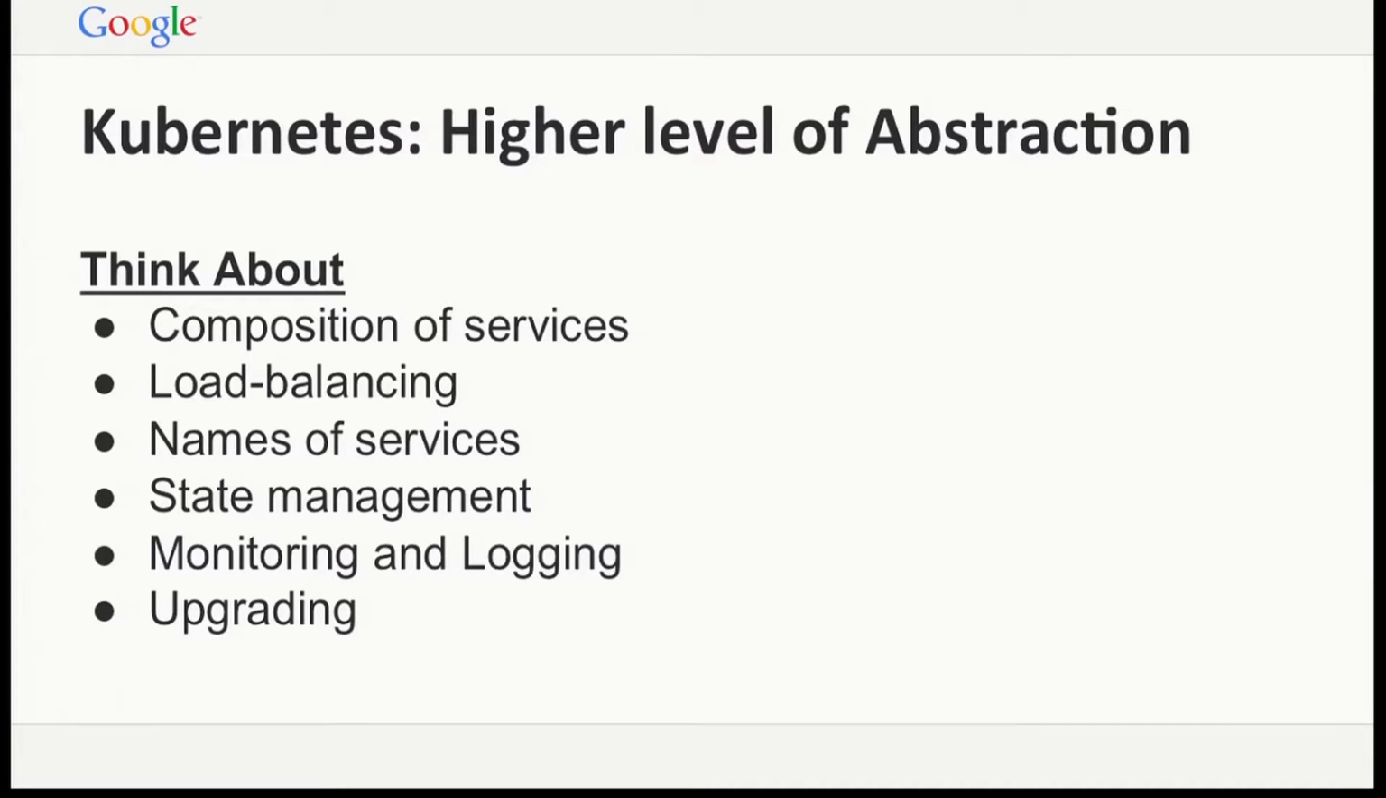So what is Kubernetes? Well, if we do it right, what I want you to think about when you're using it is the composition of your services, how the load balancing works among them, the names of the services, the state management, monitoring and logging, and upgrading. These are application level things you're thinking about.